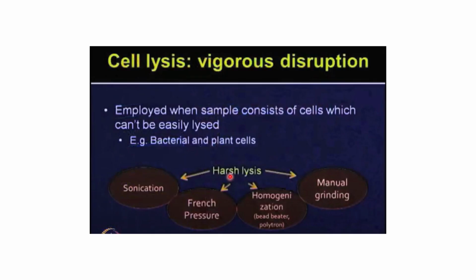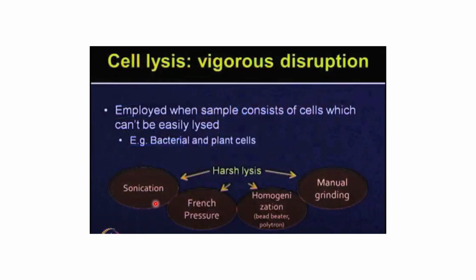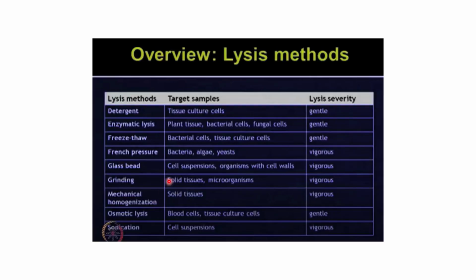You can use harsh lysis methods also, like sonication, French pressure, homogenization, manual grinding, etc. In sonication, ultrasound waves interact with the cell and create pressure inside the cell, and it will get lysed. So these are certain harsh techniques, whereas these are gentle techniques, like the chemical way of lysing the cell. These are physical ways of lysing the cell. These are just different variations: gentle ways of lysing and vigorous ways of lysing the cell.